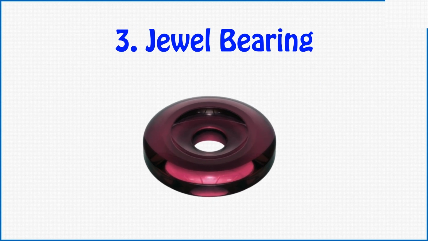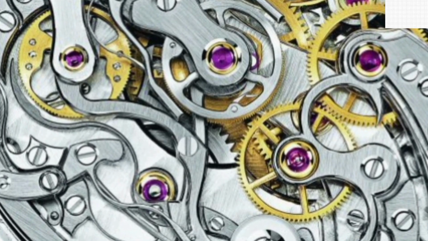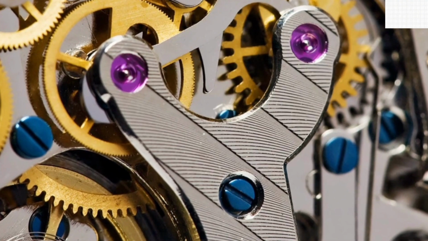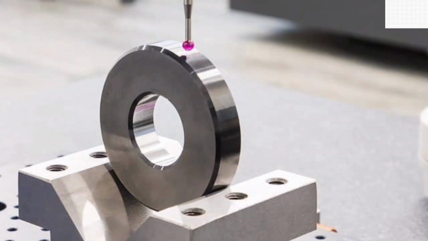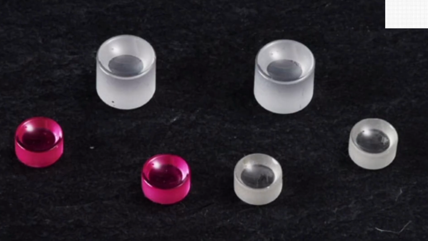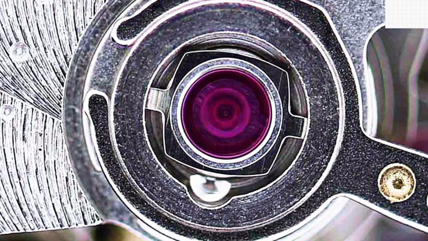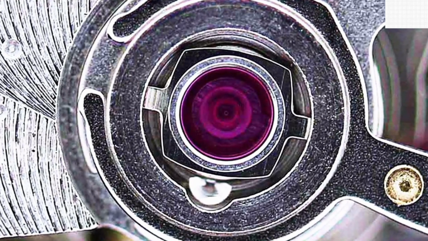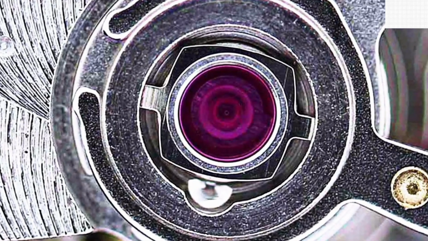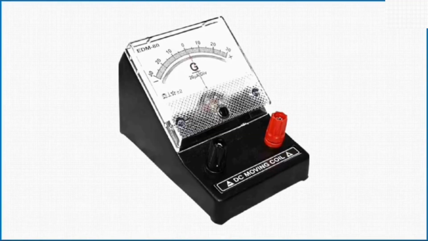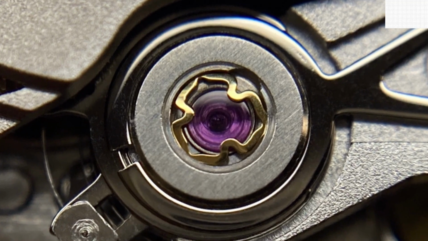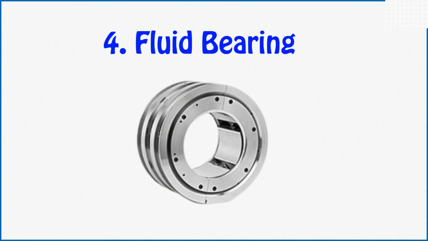Jewel bearing. The name jewel bearing is given because of the gemstone materials being used in this bearing. Generally, sapphires and rubies are used. Because of its high hardness and surface finish, these bearings are wear-resistant and long-lasting. We can commonly find these bearings used in mechanical watches, compasses, measuring instruments, and other precision devices, where smooth, low-friction movement is essential.